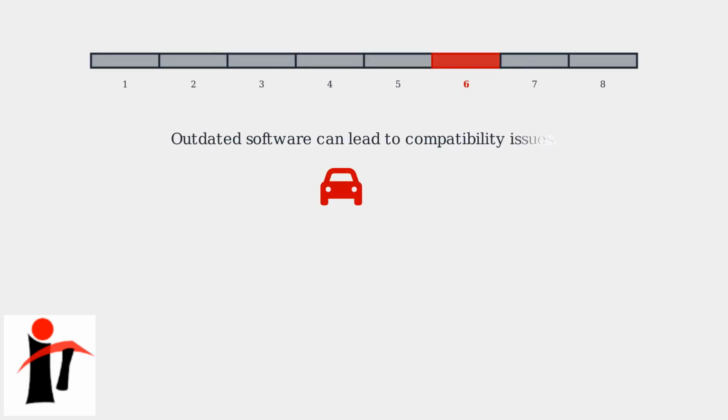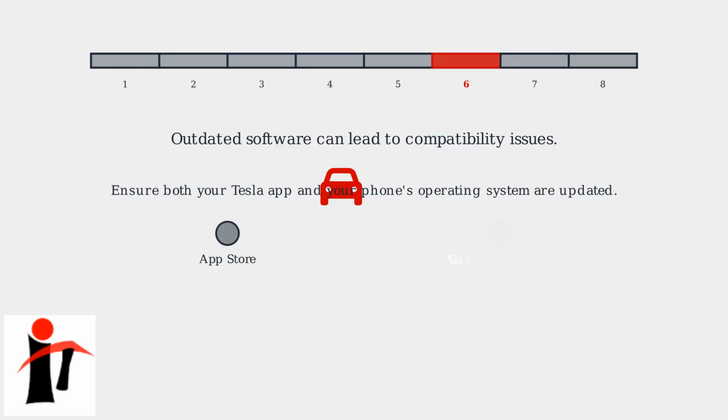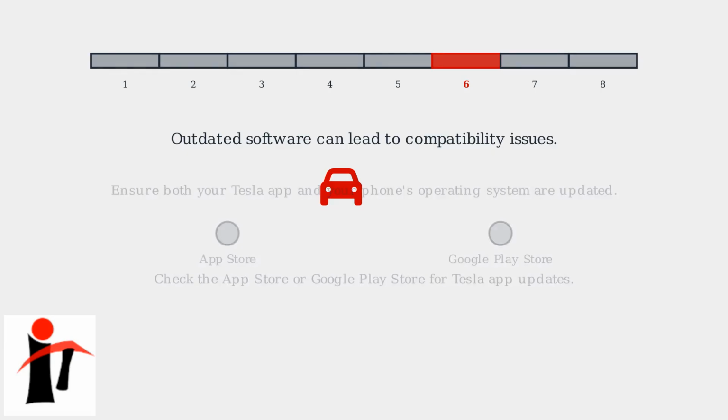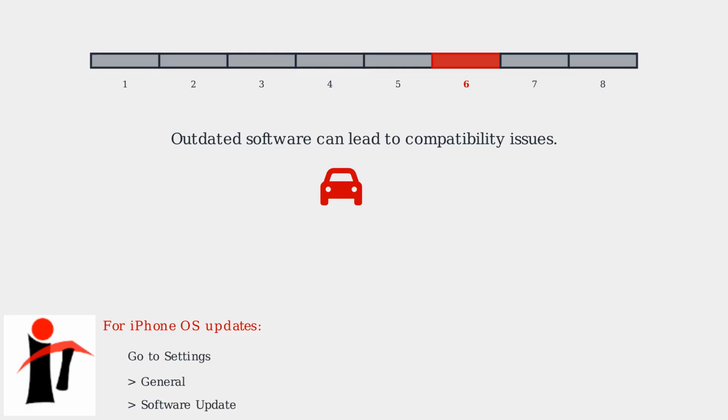Outdated software can lead to compatibility issues. Ensure both your Tesla app and your phone's operating system are updated to the latest versions. Check the App Store or Google Play Store for Tesla updates. For OS updates, go to Settings, General, Software Update on iPhone, or Settings, System, System Update on Android.